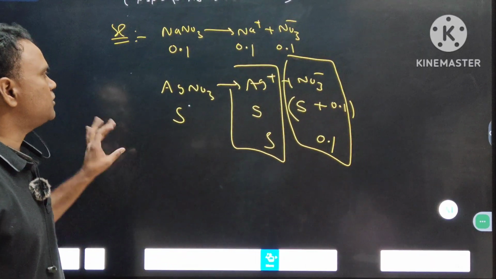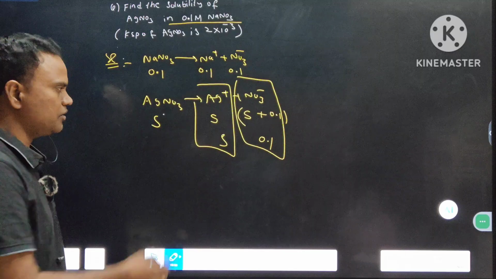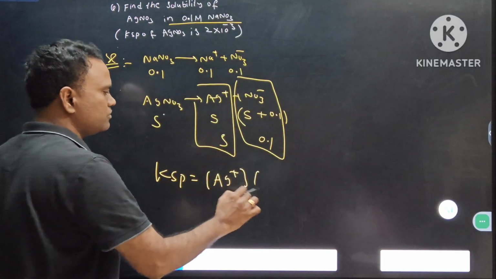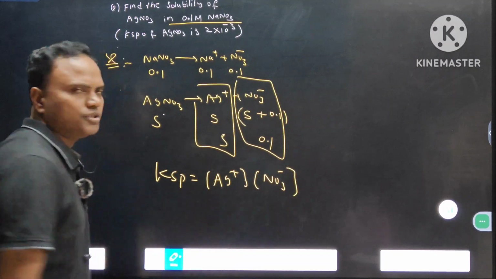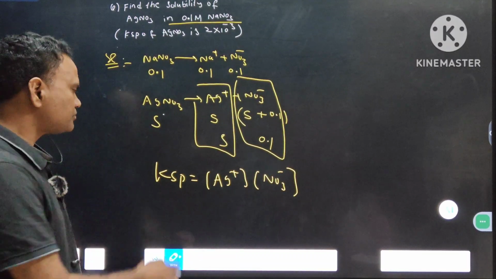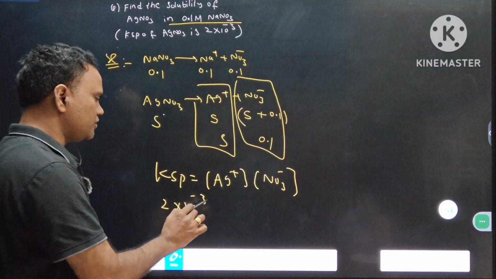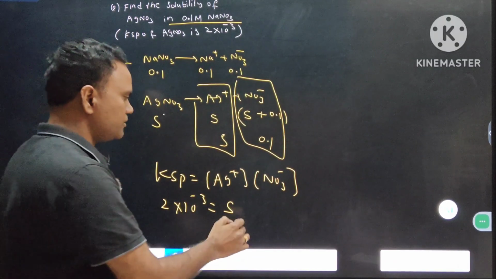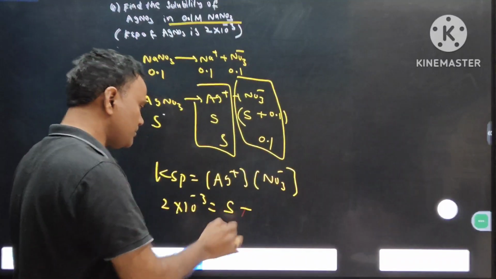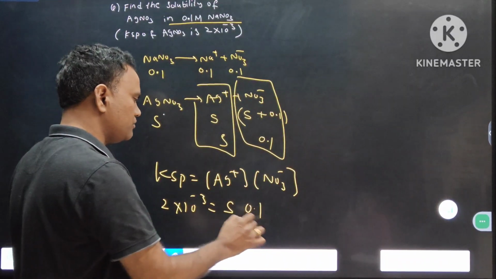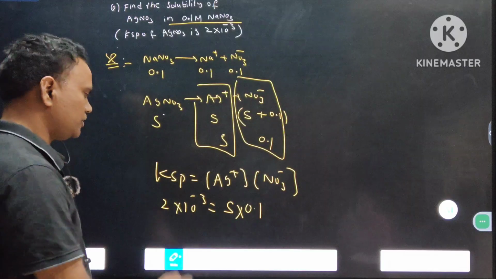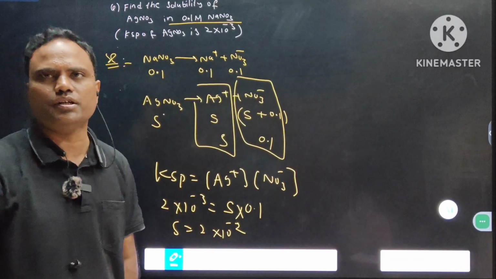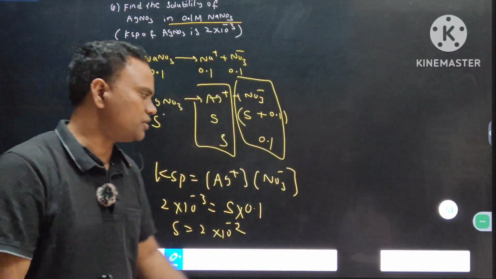Now what is KSP of AgNO3? 2 into 10 power minus 3. Now write KSP is equal to Ag plus concentration into NO3 minus concentration. 2 into 10 power minus 3 is equal to Ag plus is S. See, Ag plus is S, and NO3 minus is 0.1. So S is equal to 2 into 10 power minus 2 mole per liter. Right, one more question on this.